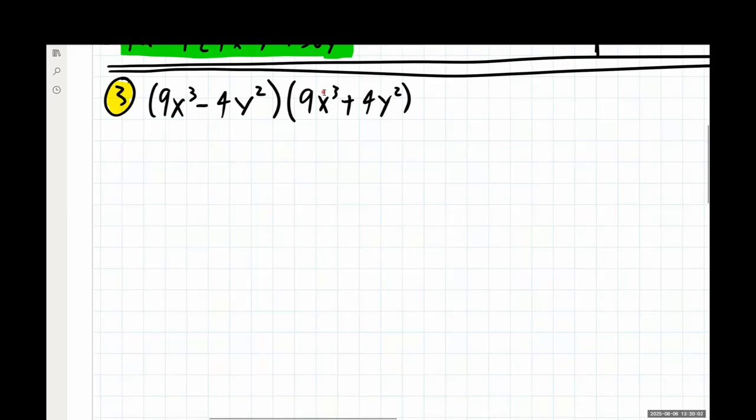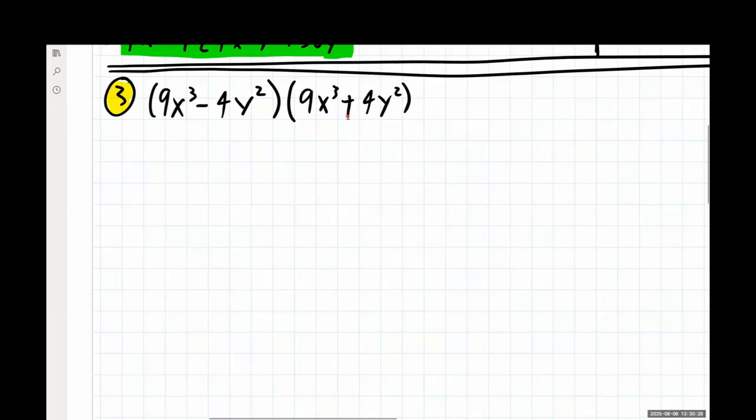If I look at the second term in each binomial, I'm noticing I get 4y squared, and I also have a 4y squared over here. Awesome. Now I look at the signs in between them. One's a positive, one's a negative. Doesn't matter which one comes first, which one comes second. This is a conjugate pair of binomials that are multiplying together.